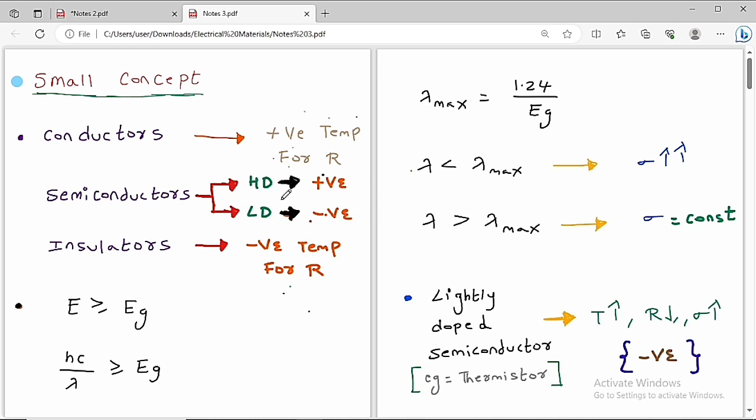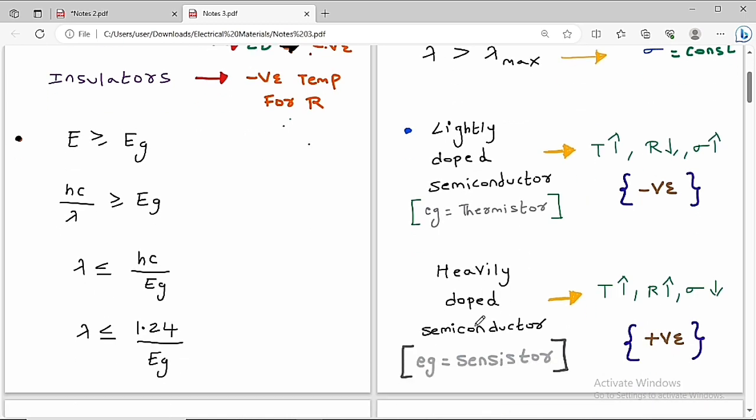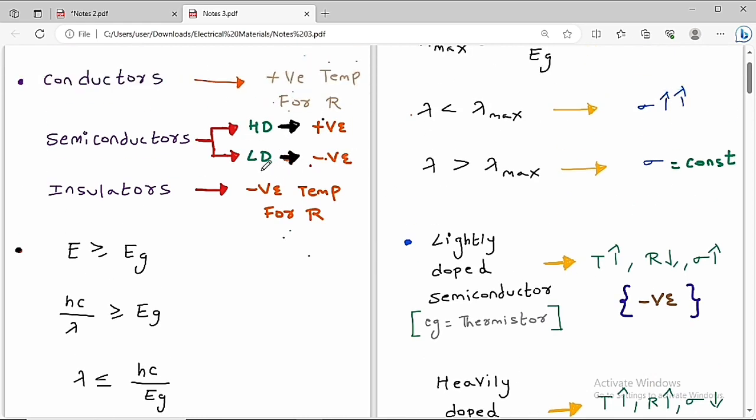So what is the best example of the lightly doped semiconductor? It is nothing but the thermistor. And what is the best example of the heavily doped semiconductor? The resistor. I already told you that a lightly doped semiconductor is going to have a negative temperature coefficient for resistance. It means that whenever the temperature increases, resistance will decrease. If resistance decreases, conductivity will increase.